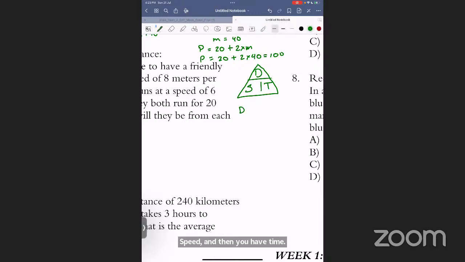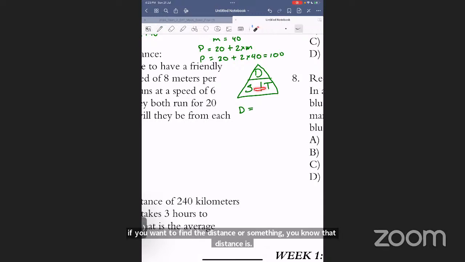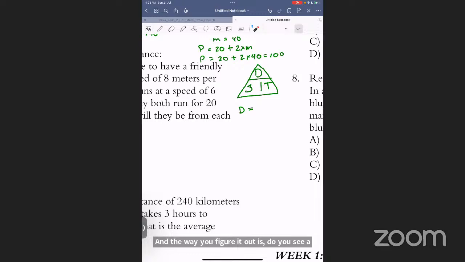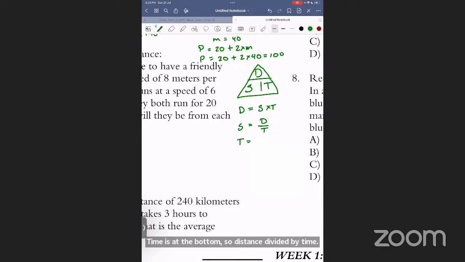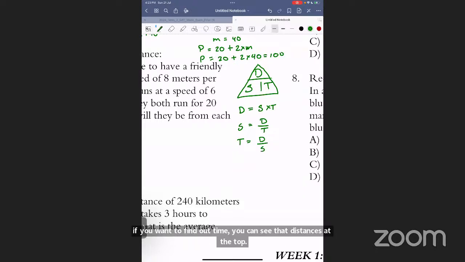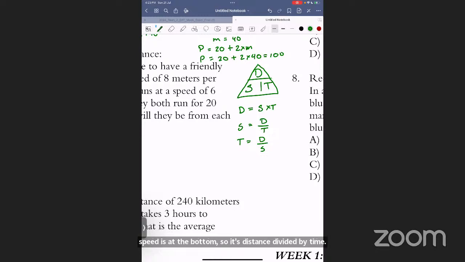So if you want to find the distance of something, the way you figure it out is, do you see how speed and time are next to each other? So distance is speed multiplied by time. They're on the same level. If you want to find out what speed is, you can see the distance is on the top, time is at the bottom, so distance divided by time. And if you want to find out time, you can see that distance is at the top and speed is at the bottom, so it's distance divided by speed. So that's how you find the distance of something, the speed of something, and the time of something, right?